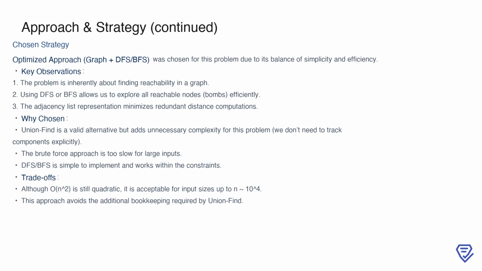The problem is fundamentally about determining reachability in a graph, and DFS or BFS are well suited to this task. By using an adjacency list, we minimize redundant distance calculations, and the traversal itself explores all reachable nodes from a given starting bomb efficiently. While union find is a valid alternative, it introduces unnecessary complexity for this specific problem because we don't explicitly need to track connected components. The brute force method, on the other hand, is computationally prohibitive for large inputs. Thus, the graph-based DFS/BFS approach strikes the right balance, offering a clean and effective solution within the constraints.